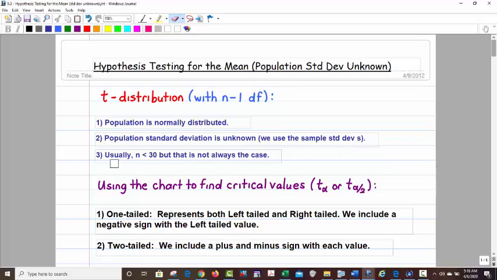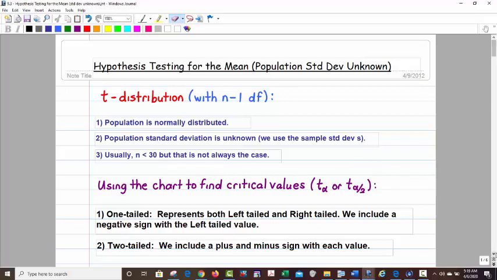Usually this applies to small samples, less than 30, but if we don't know the population standard deviation, it's still technically correct to use the t-distribution. Now you may recall from the explanation on the t-distribution that as the sample size gets larger and larger, the t becomes the z. But I mentioned here that's not always the case, so it could certainly be over 30 and still be the t-distribution.